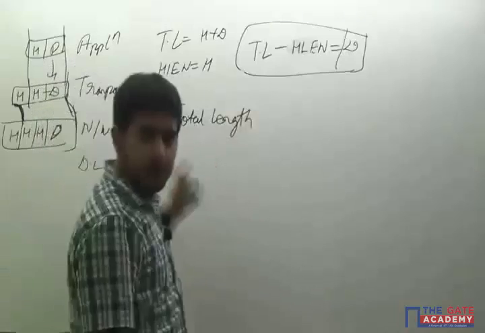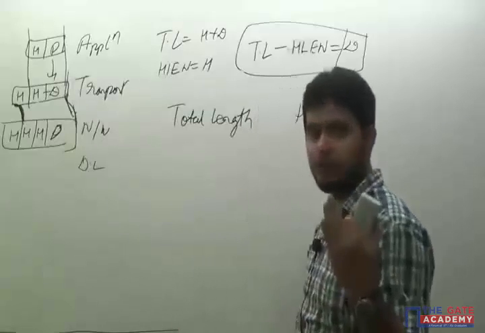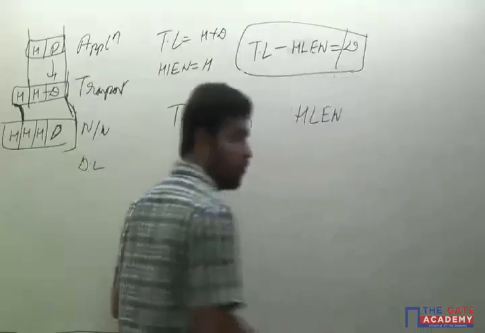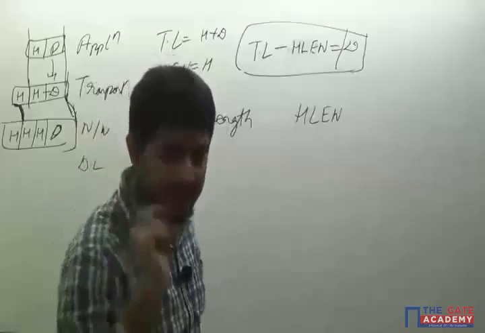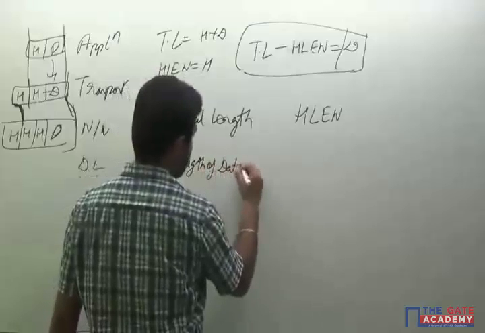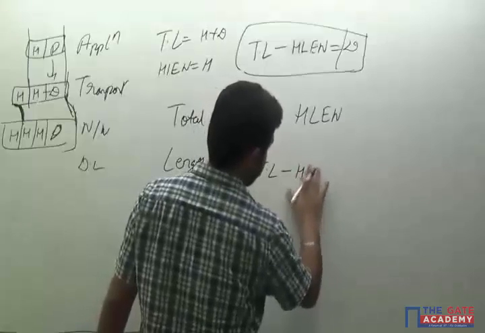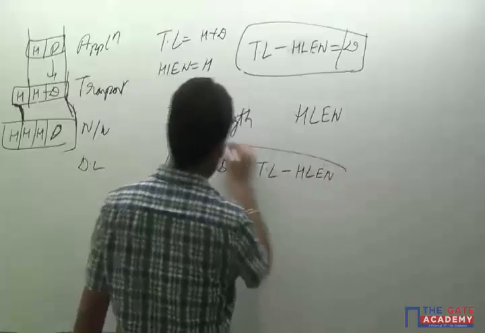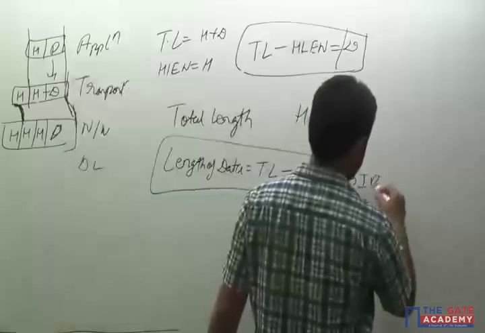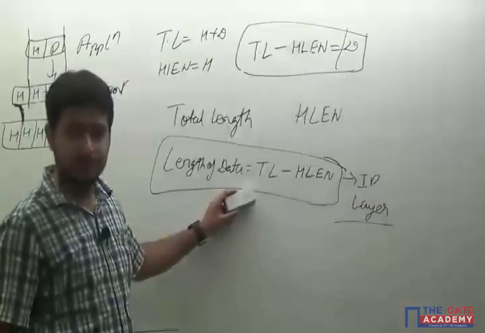Is it clear till now? Now we have another field called header length, HLEN, which is described in 4-byte words. Correct? Now, if we want to find out the length of the data, what you do is total length minus HLEN. This was the formula, right? This is for the IP layer. That is the network layer. This was the formula for the IP layer. Okay?